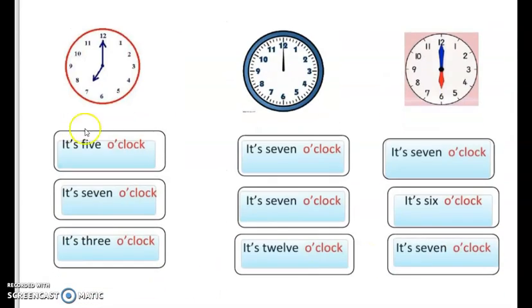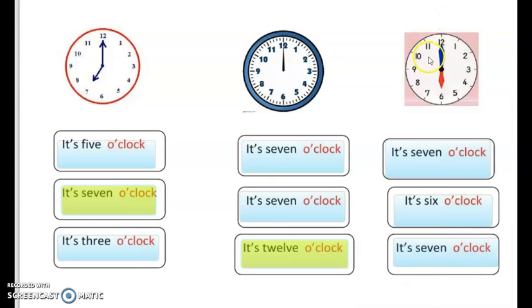Okay. We have the clock here. It's 5 o'clock. It's 7 o'clock. It's 3 o'clock. It's 7 o'clock. This one here. It's 12 o'clock. So it's 12 o'clock.